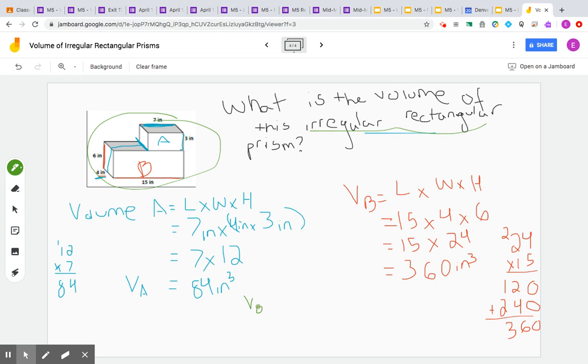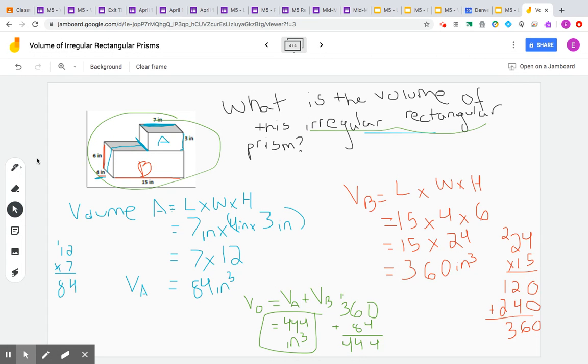So my volume overall is going to be the volume of A plus the volume of B. So when I do that, I'm going to get 360 plus 84, which is going to get me 4. 6 plus 8 is 14. 3 plus 1 is 4. So my overall volume is going to be 444 cubic inches.